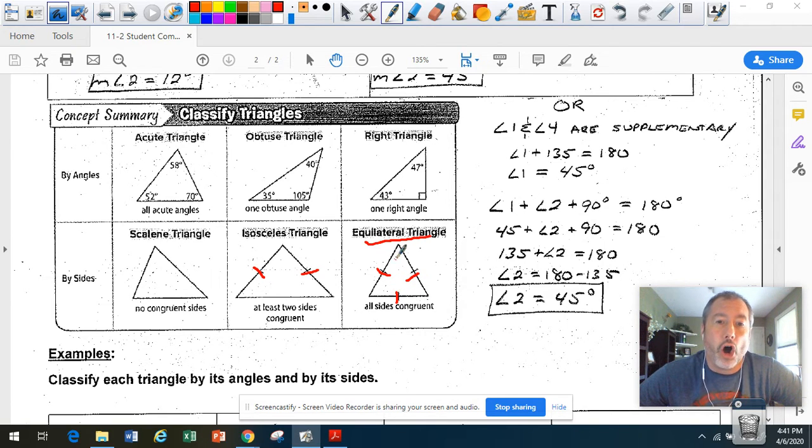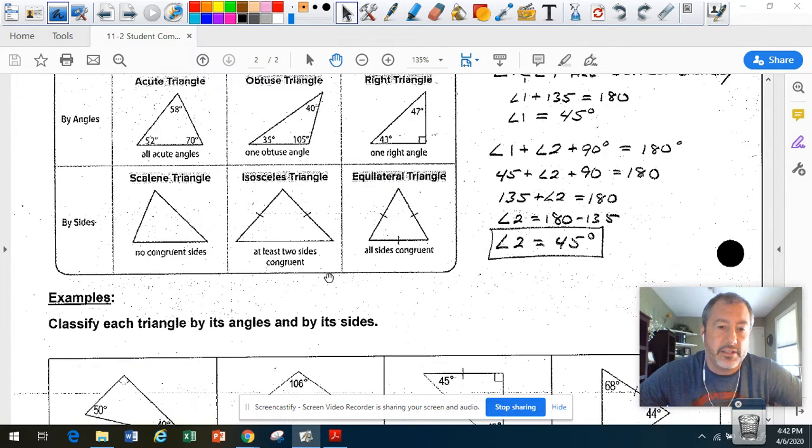And guess what? If all the sides are the same size, all these angles are the same size, and they're all going to be 60 degrees. Each angle in an equilateral triangle is 60 degrees. So let's look at some examples here, and then we'll move on to our last examples.